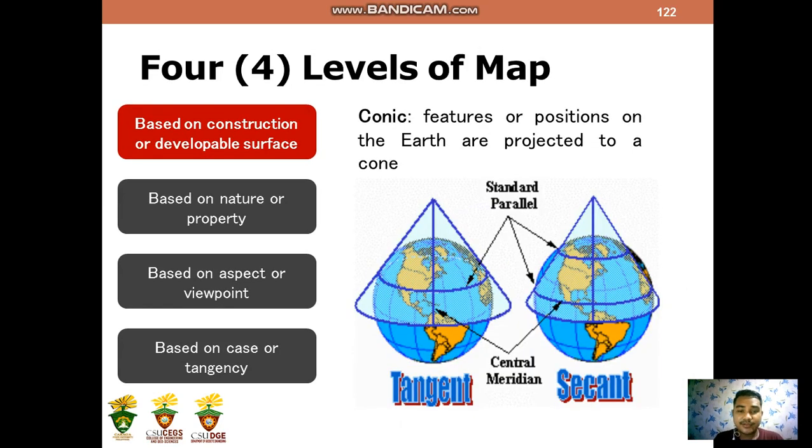We also have conic, another type of map projection, where features or positions on the earth are projected onto a cone. It can be tangent or secant. Tangent means it just touches, with only one standard parallel touching the cone. If it is secant, there are two.